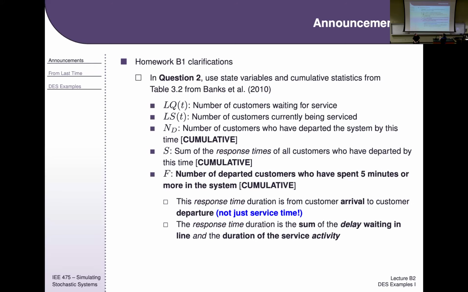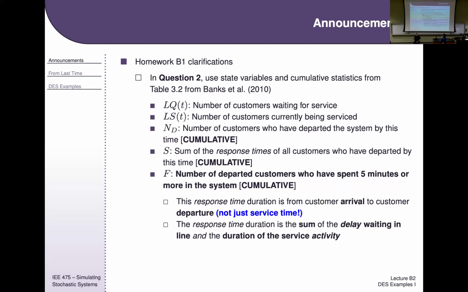So in D, this is this other one here, in D, that is the number of customers who have departed the system by this time. This is one of these things that we refer to as a cumulative statistic instead of a state variable. It's not really capturing the state of the system, but it's keeping track of what has happened in the system up to this point so that you can then do key performance indicators or general performance statistics afterwards.